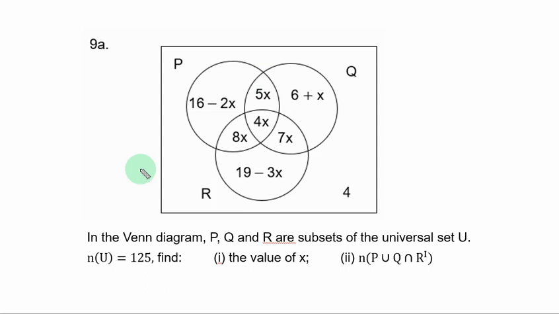Question 9a. In the Venn diagram, P, Q, and R are subsets of the universal set U. Number of elements in the universal set equal to 125. Find Roman figure 1, the value of s. Roman figure 2, number of elements in P union Q, intersection R complement. So let's take the solution.